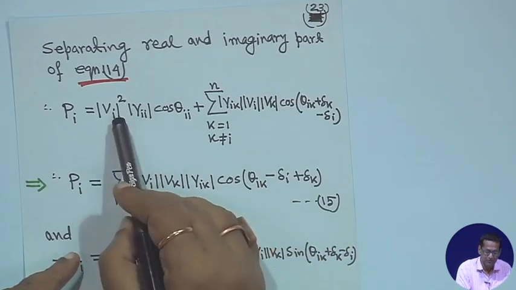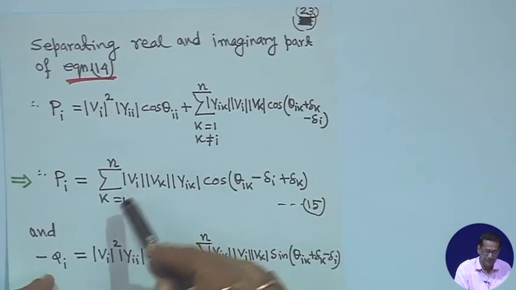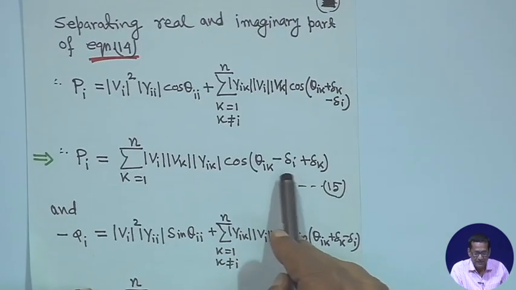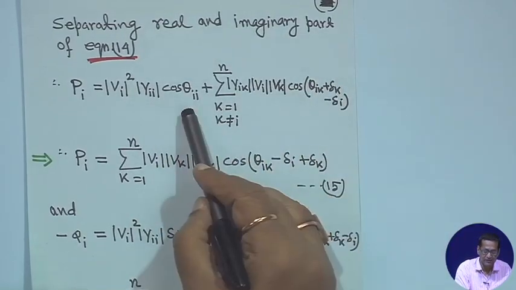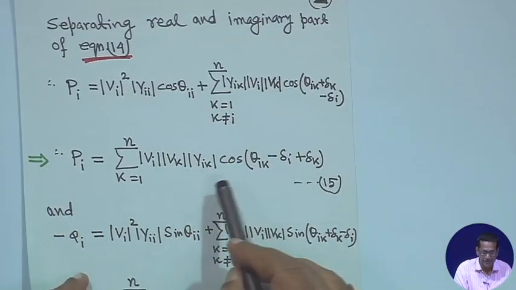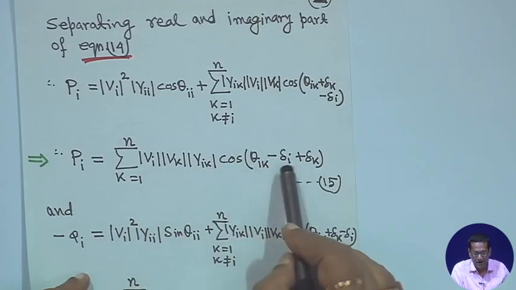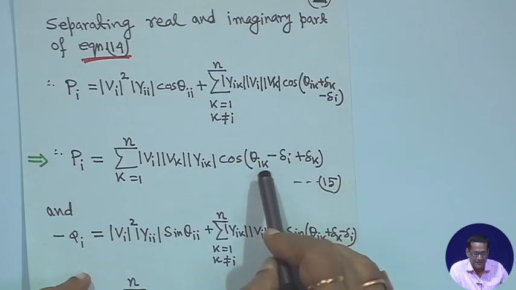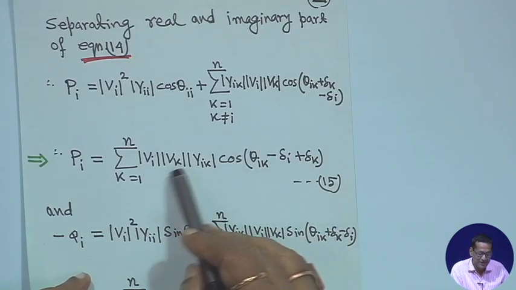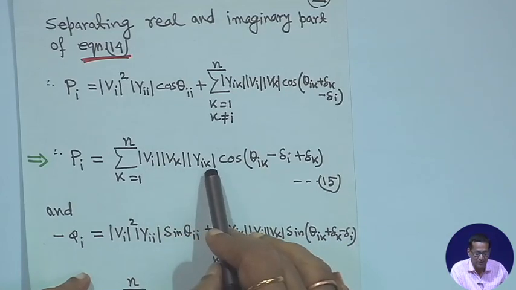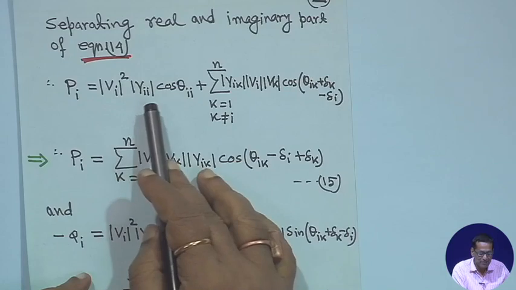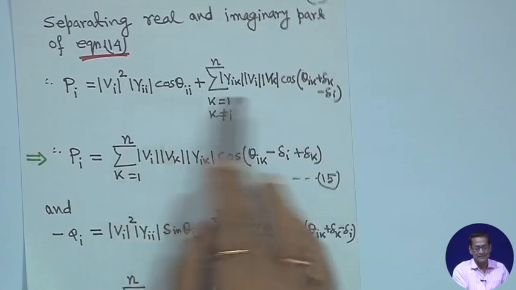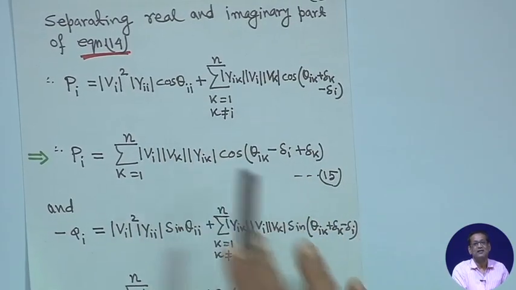Now, if we want to include this term in the summation, it will be the sum over k = 1 to n of V_i V_k Y_ik cos(θ_ik − δ_i plus δ_k). When k is equal to i, the δ_i is cancelled and cos θ_ii will be there, with V_i squared and Y_ii. So V_i squared Y_ii cos θ_ii is taken inside the sum from k = 1 to n. So take this term inside the sigma and remove it from outside.